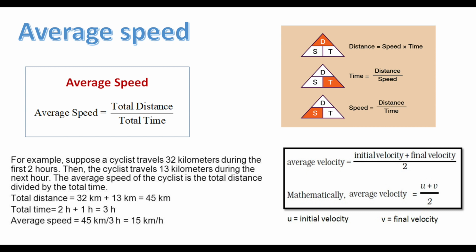Sometimes we may know the initial velocity and final velocity of a motion, but we don't know the distance traveled or the acceleration. Then average velocity equals initial velocity plus final velocity divided by 2.